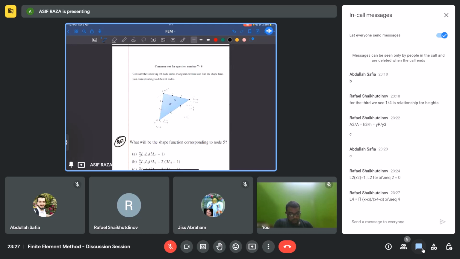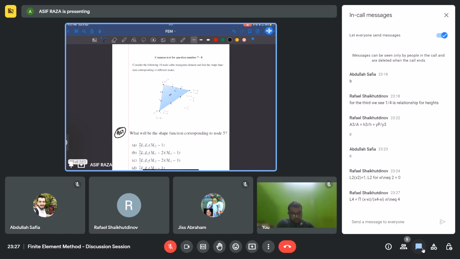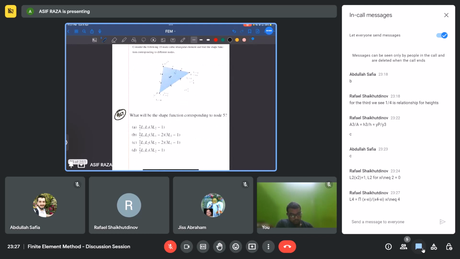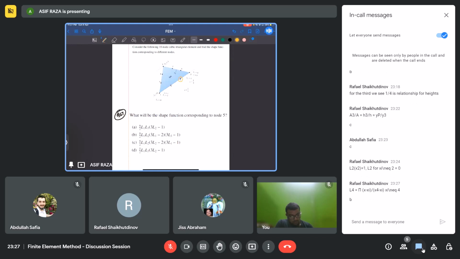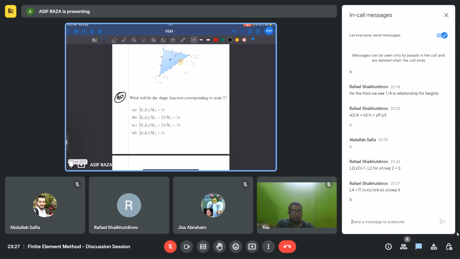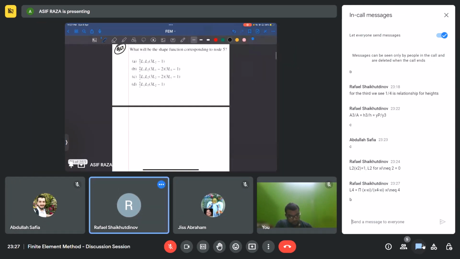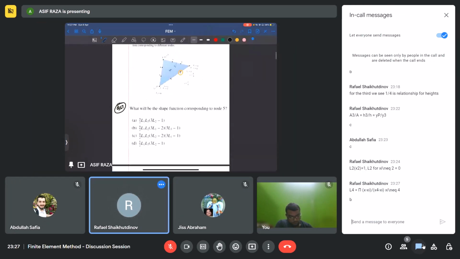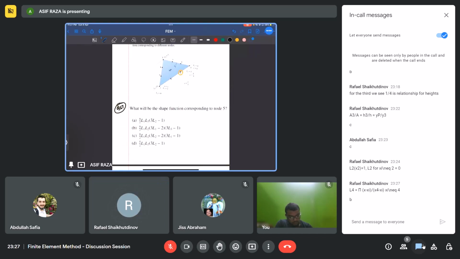Consider the following 10-node cubic triangular element and find the shape function corresponding to different nodes. So what will be the shape function corresponding to node 5? I'll give you a bit of time to give the answer. The answer is B here, but it's an interesting question.